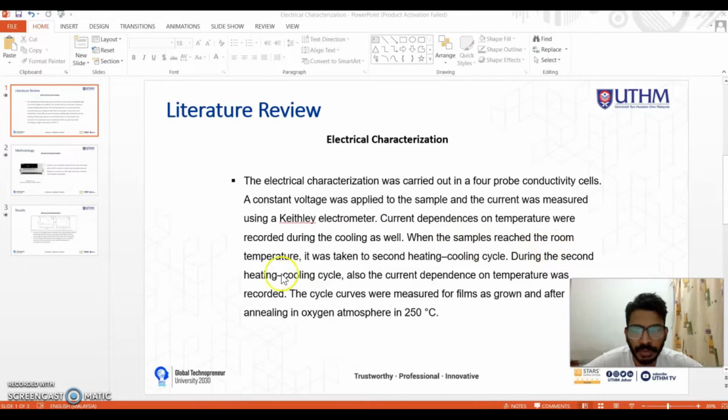When the sample reached room temperature, it was taken to a second heating-cooling cycle. During the second heating-cooling cycle, the current dependence on temperature was also recorded. The cycle curves were measured for films as grown and after annealing in an oxygen atmosphere at 250 degrees Celsius.